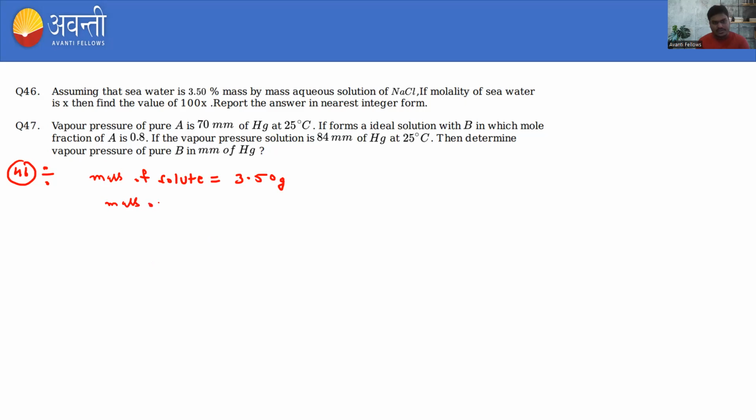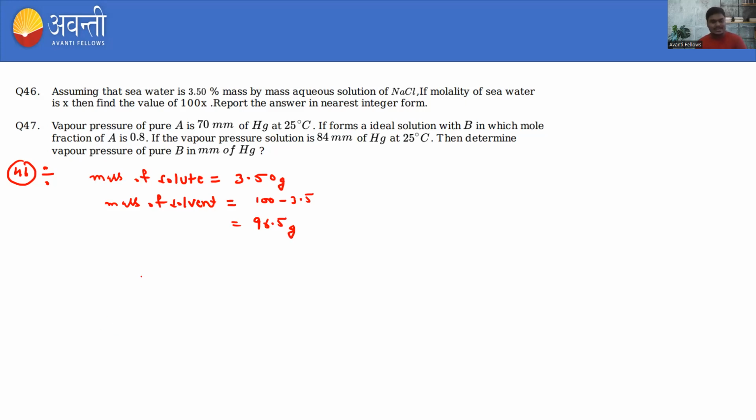Because we know that the mass of the solution is 100, because percentage is given. Whenever the percentage is given, then always the mass of solution is 100. So just subtract this from 100 minus 3.5. So it comes out to be 96.5. So this is the mass of the solvent.